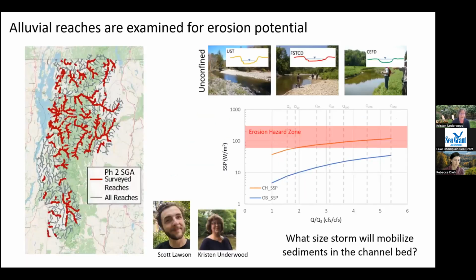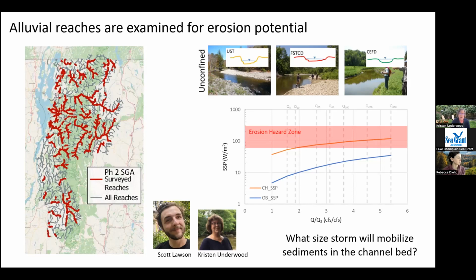Our master's student, Scott Lawson, has adapted Jeremy's approach to generate stream power curves for all the reaches in the Vermont portion of the Lake Champlain Basin, at least those draining greater than 2 square miles. And for those alluvial reaches that have field-based stream geomorphic assessment data, the ones that are colored in red on the map on the left, we can use the grain size distribution data, those pebble count data that you may be familiar with, to evaluate how susceptible each reach is to erosion during storms of various sizes.